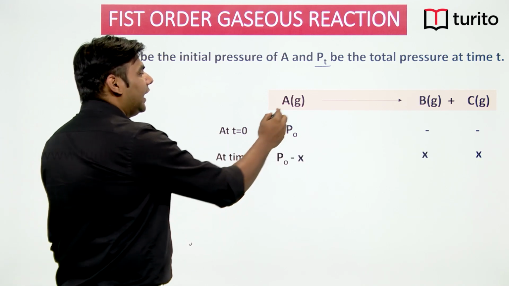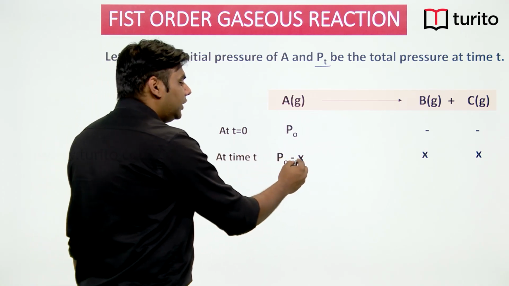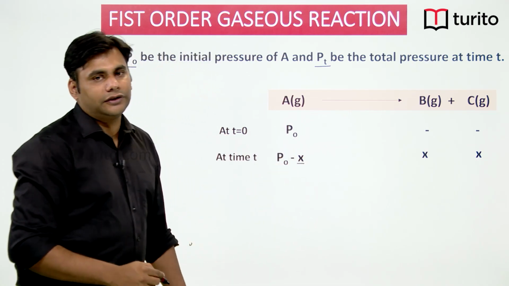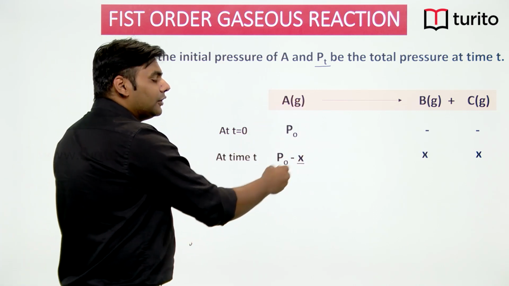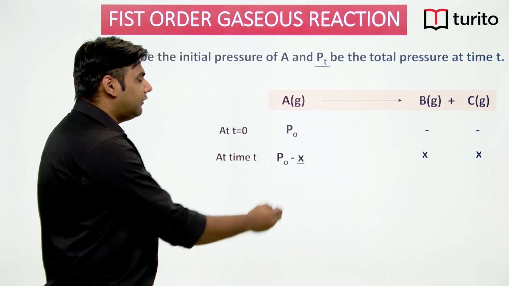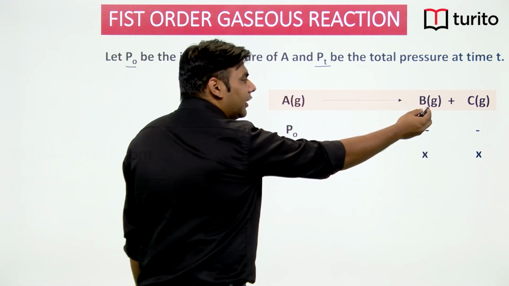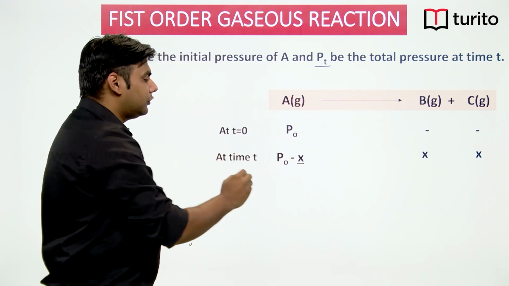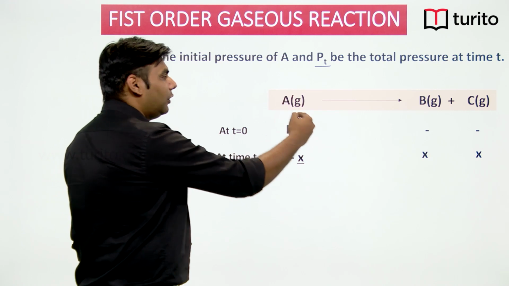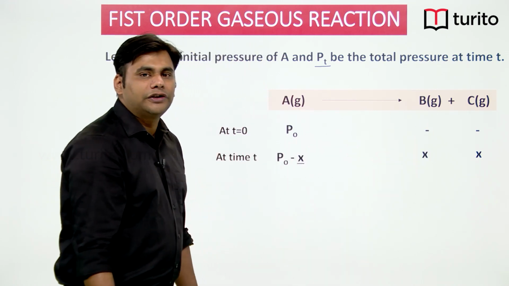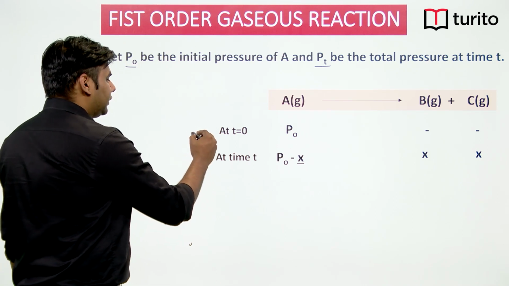Okay, so we will say that after some time some amount has reacted which corresponds to the X partial pressure. Okay, so X partial pressure of this has reacted. So after some time T, we will be left with P naught minus X. Okay, now 1 mole of this is forming 1 mole of B and 1 mole of C. So the X amount or the X pressure which has reacted of A will give us X pressure of B and X pressure of C. Okay, so I hope this equation is clear to everyone.